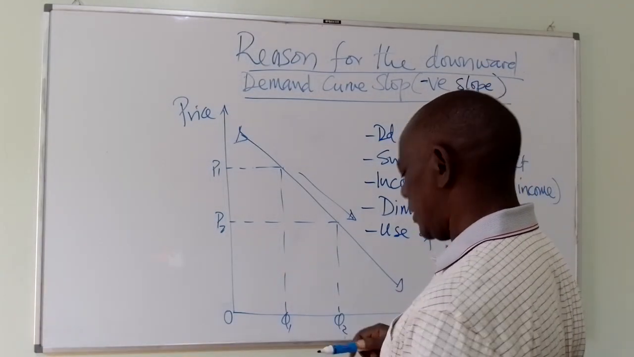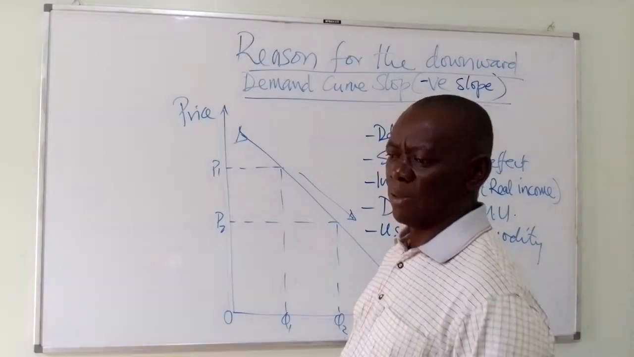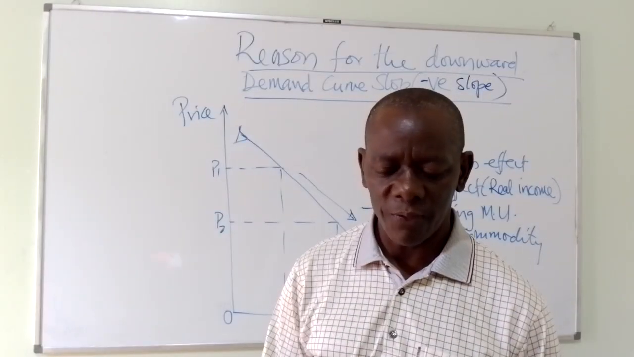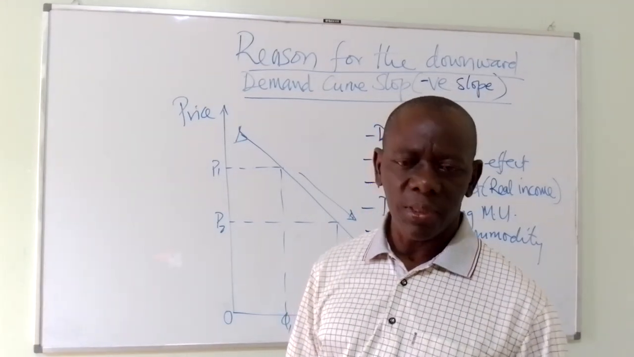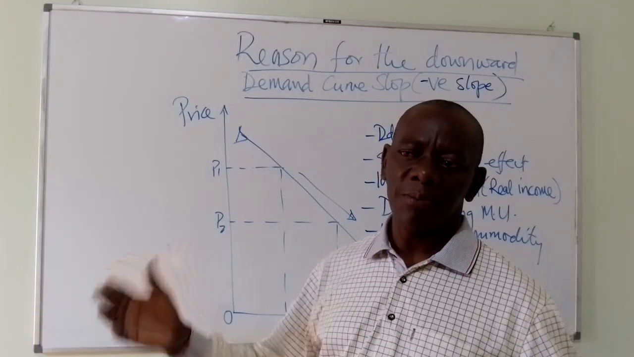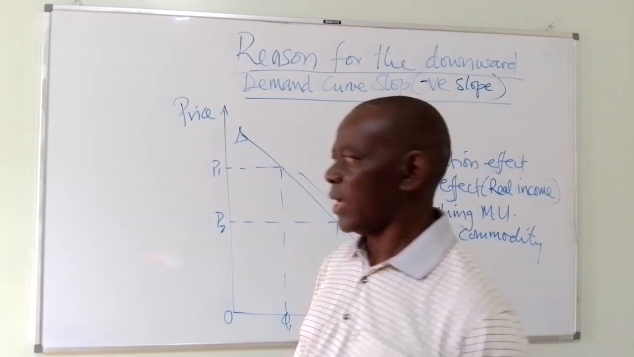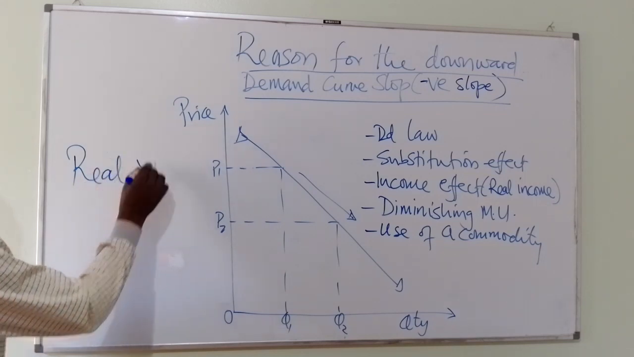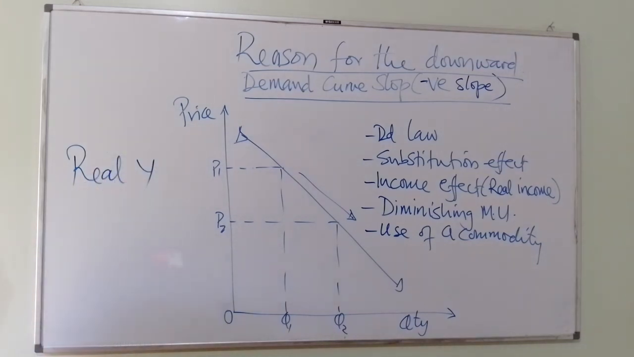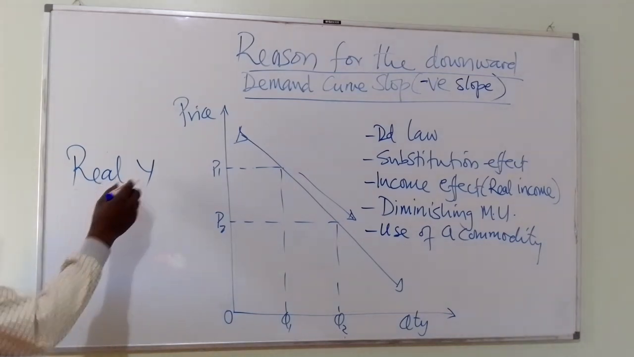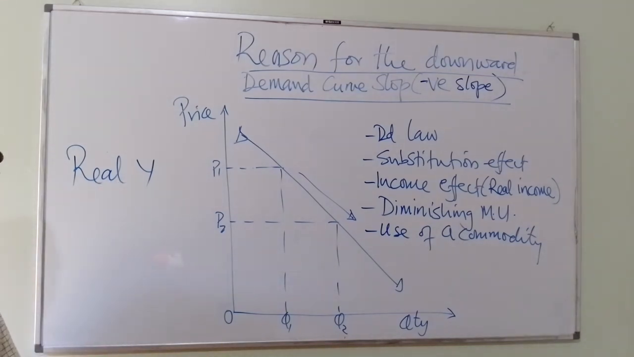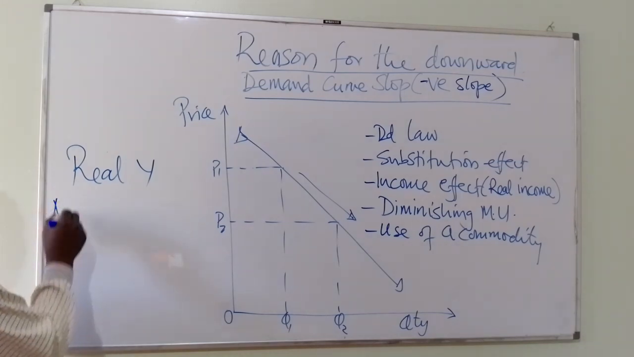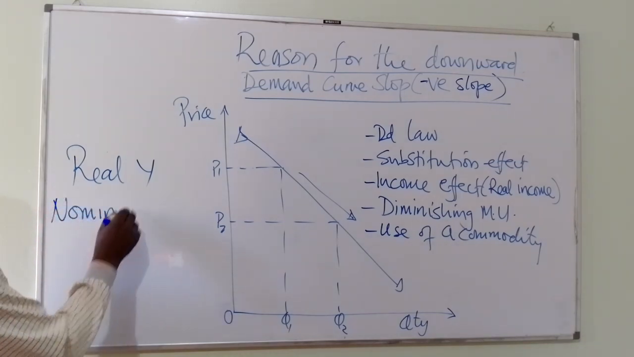Then you have the income effect, and here we are talking about the incomes of the people. When we come to national income, we are going to elaborate more on this. We have two types of income. We have what we call real income. I told you earlier that capital Y is a representation of income. So when I write it like this, don't say real Y. No, it is real income. Then we have what we call nominal income.